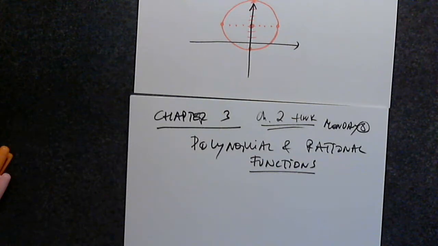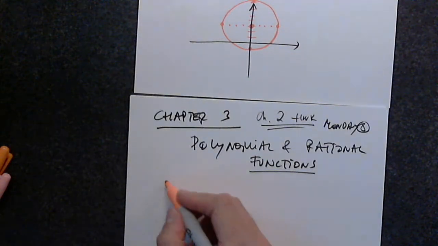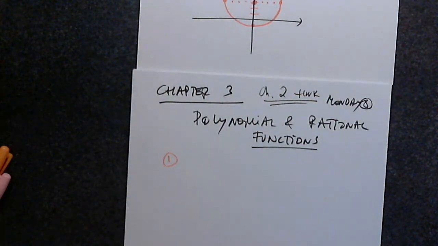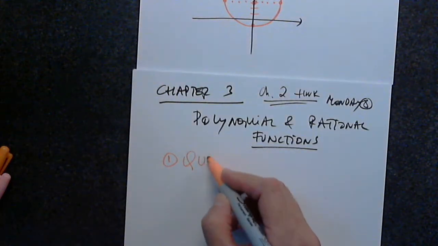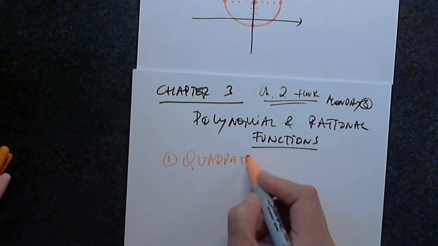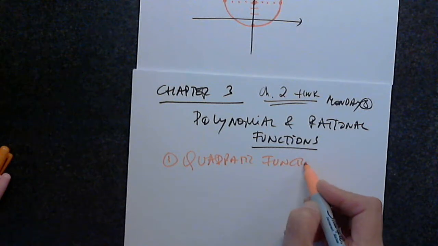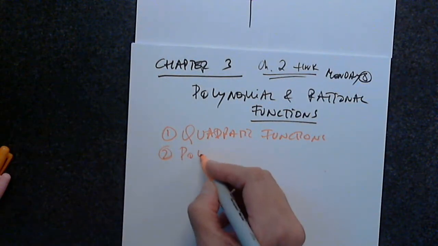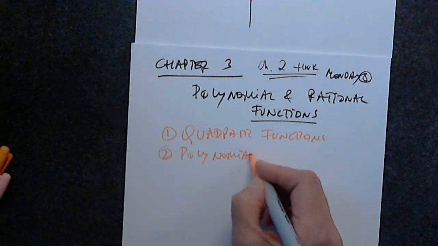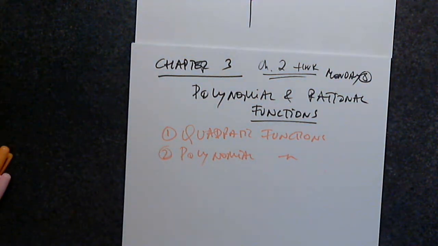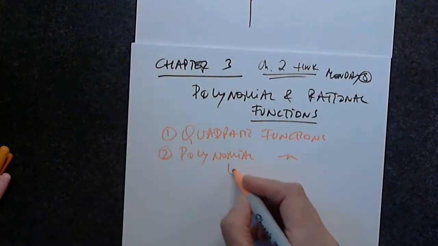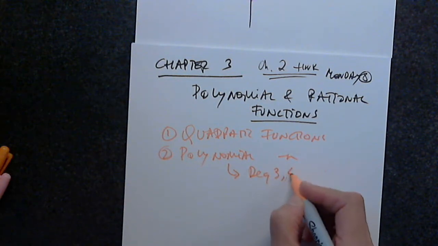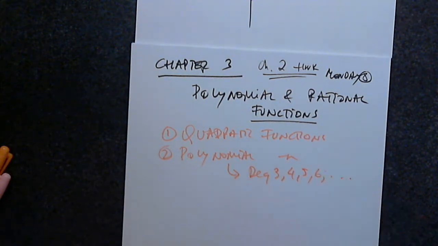Okay? So polynomial and rational functions, the first situation that we're going to look at is quadratic functions. Then we're going to look at polynomial functions. And you can say, but what is quadratic? Isn't it a polynomial? True. What is linear? Is it a polynomial? Yes, it is. But we are going to look here at the higher degree. Degree 3, 4, 5, 6, and so on and so forth.